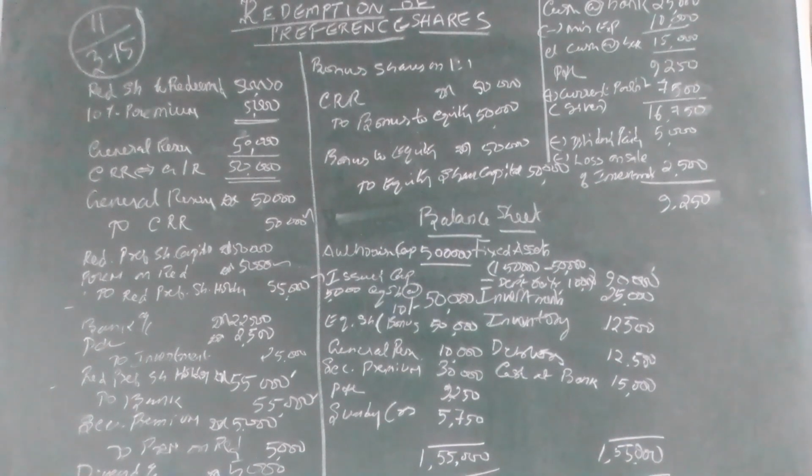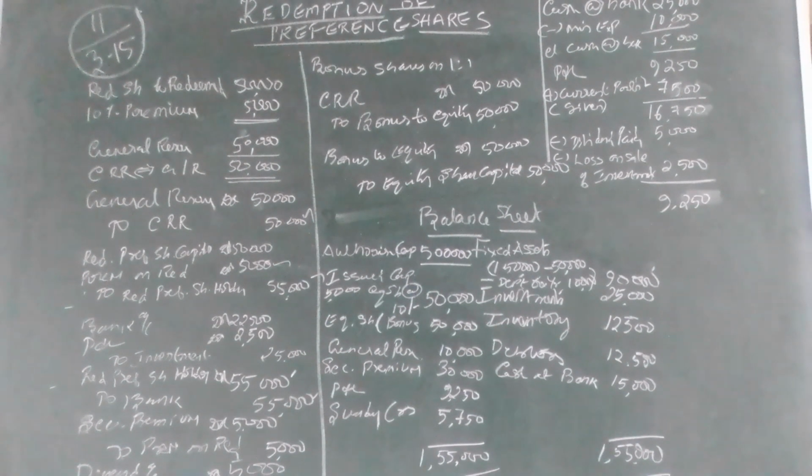Now take problem number 11 on page number 3.15. This is a problem on redemption of preference shares. This is an essay type question. You are given all the information in this problem. All the required information is available.